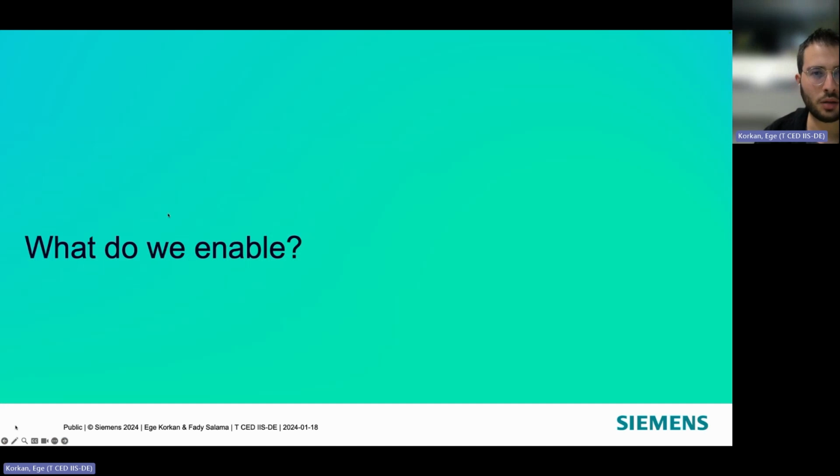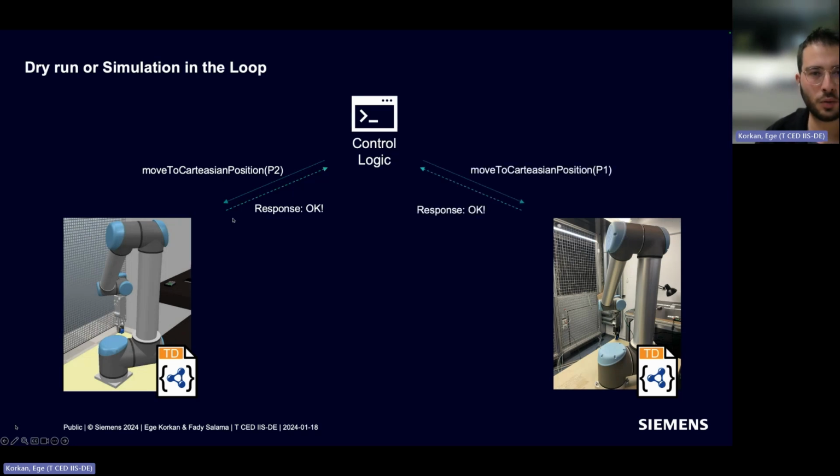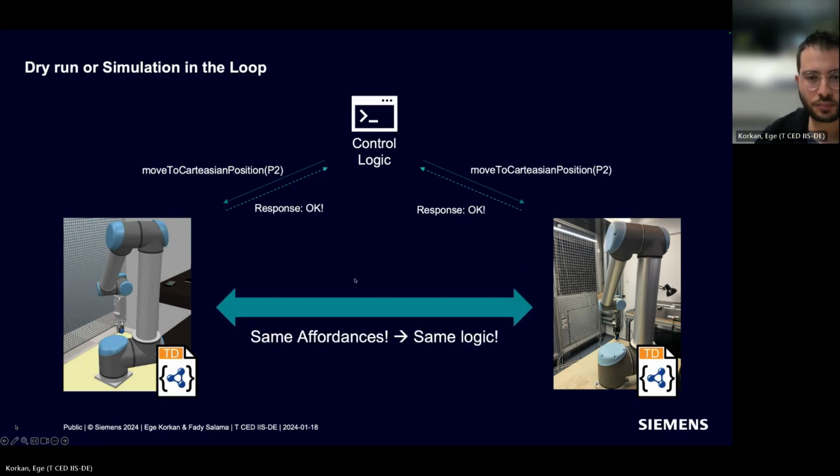In the end, what we really enable, as we said, on one side is the dry running or simulation in the loop. You can move a robot to a certain position, and if it is colliding, then maybe you should not move to that position exactly, so you can switch to something else. And when you know that you can move there, and your whole control logic works, then you can deploy it without changing your control logic, so that you can move the real robot the same way.